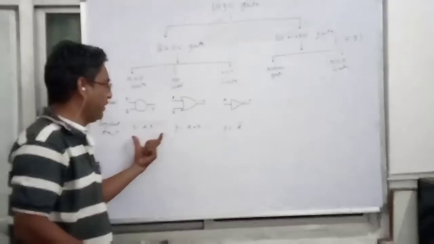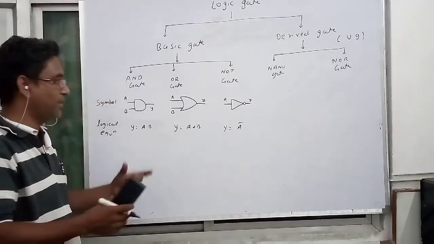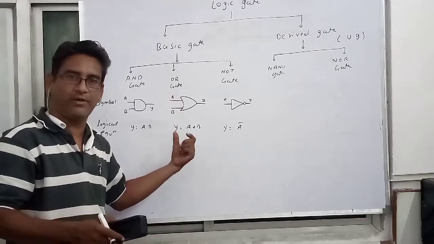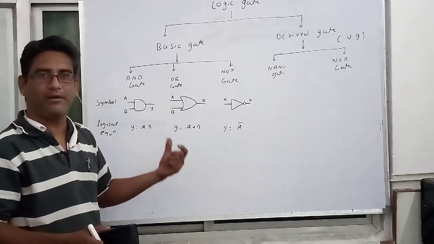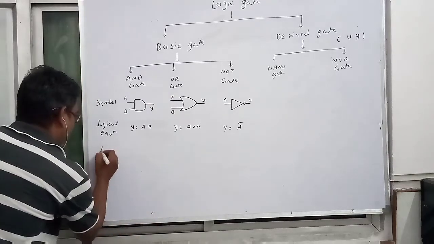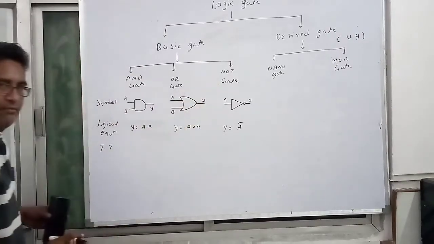how A and B are going to be put in a tabular form. That tabular form in this particular topic is called a truth table. Okay, the truth table for each AND gate, OR gate, and the NOT gate we will see.